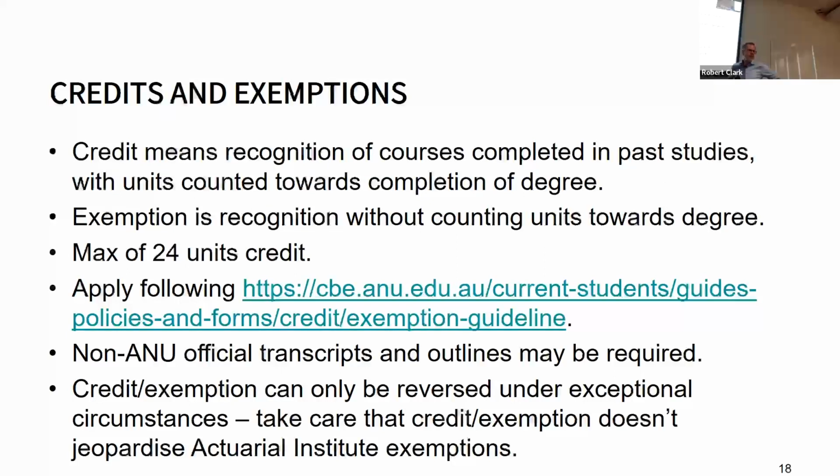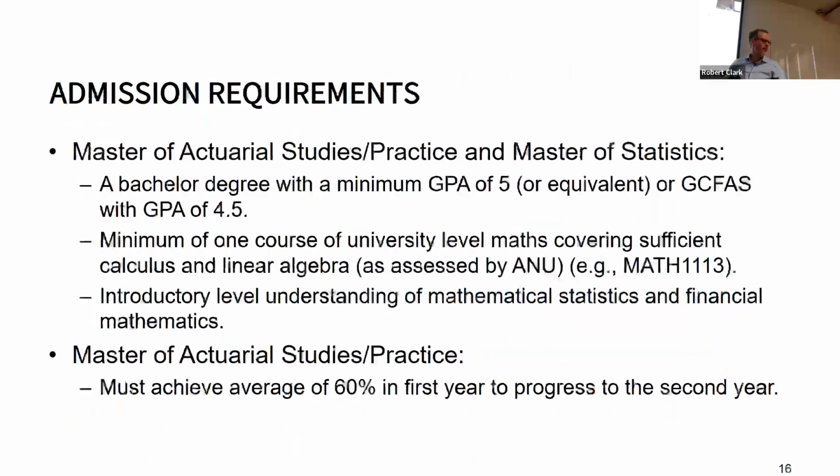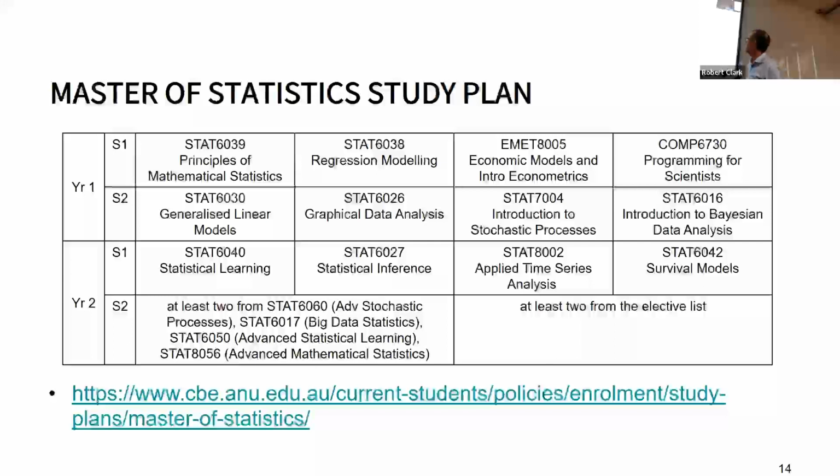Credits and exemptions. So credit refers to recognition of courses completed in past studies with the units counted towards the completion of the degree. So just to give an example, if we look at the Master of Statistics study plan, let's suppose that you've done a statistics course that is equivalent or nearly equivalent to Principles of Mathematical Statistics, Stat 6039. If you take credit for that course, so you apply for that, I think I've got a link up for the application, you apply and you're granted credit for it.